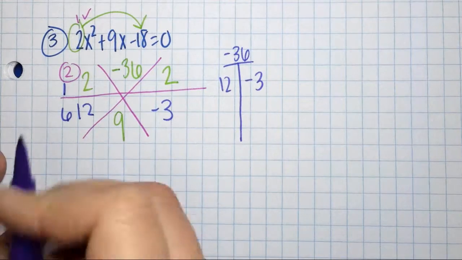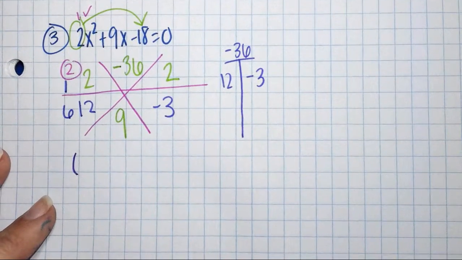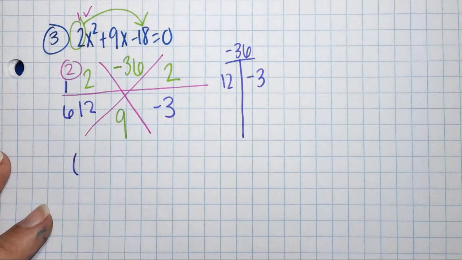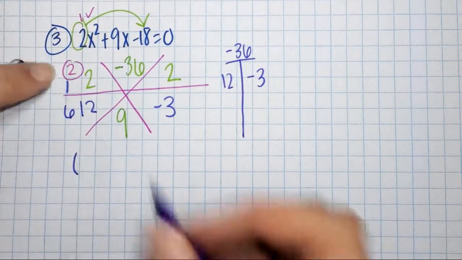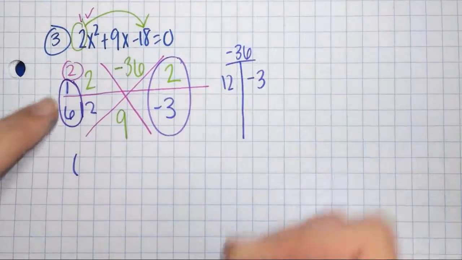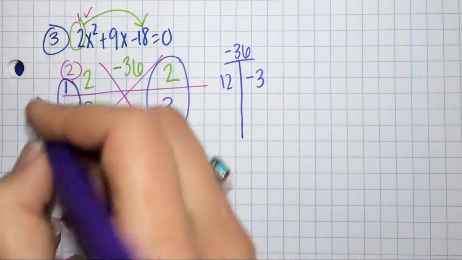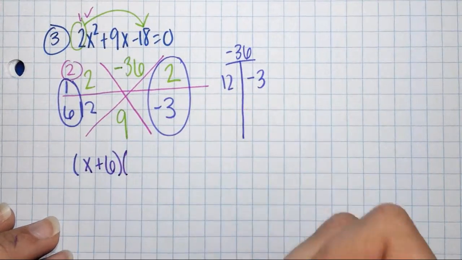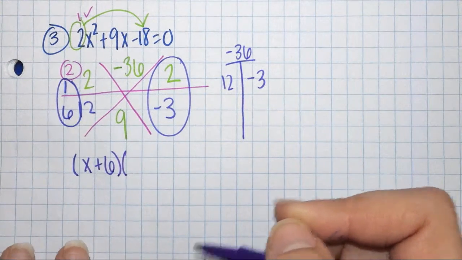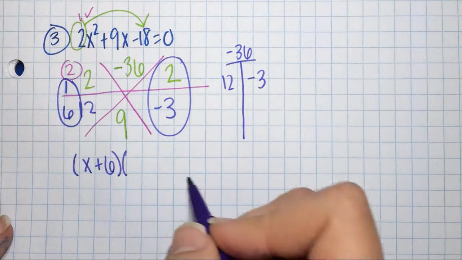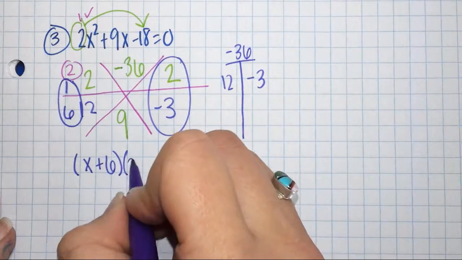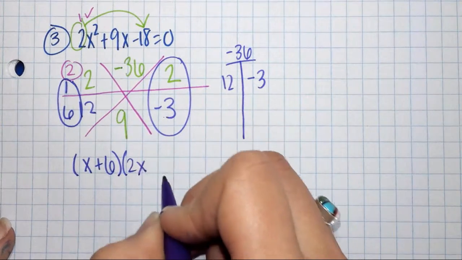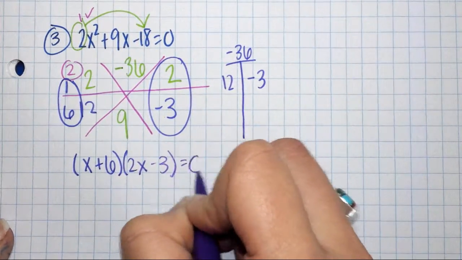All right, write my parentheses for me. 2x plus 1. And then just plus 3. 2x minus 3. Good. Take a point.